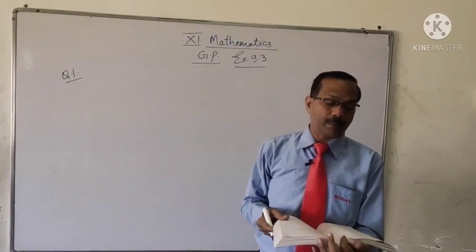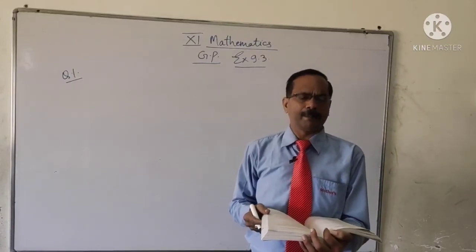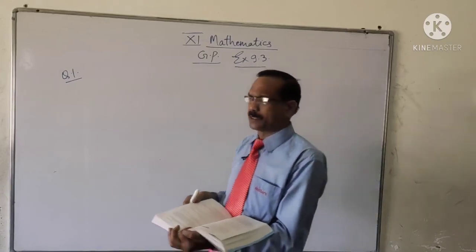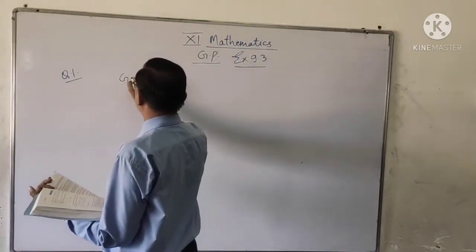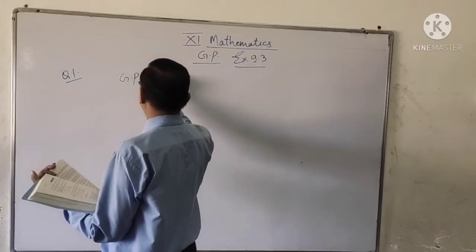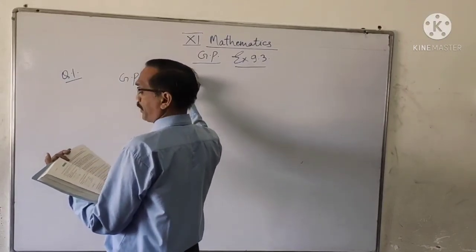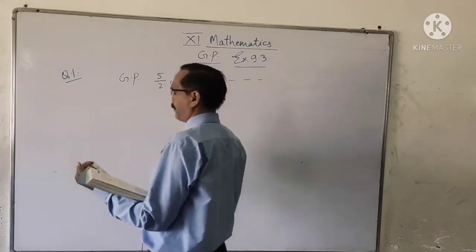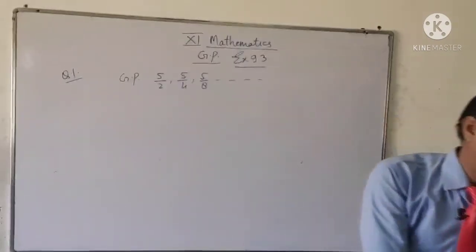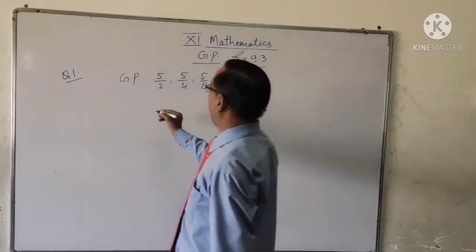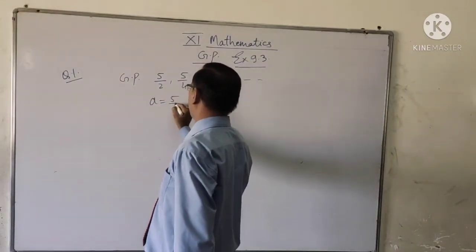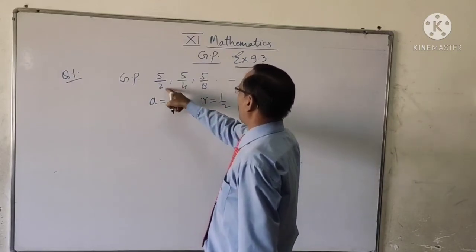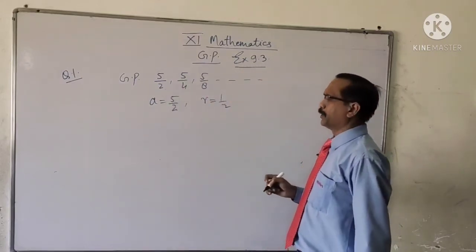Now question number 1, exercise 9.3. Find the 20th and nth term of the GP. Here the GP is 5 upon 2, 5 upon 4, 5 upon 8 and so on. So the first term is A equal to 5 upon 2. Common ratio R equal to 1 upon 2 because all the terms are multiplied by 1 by 2.